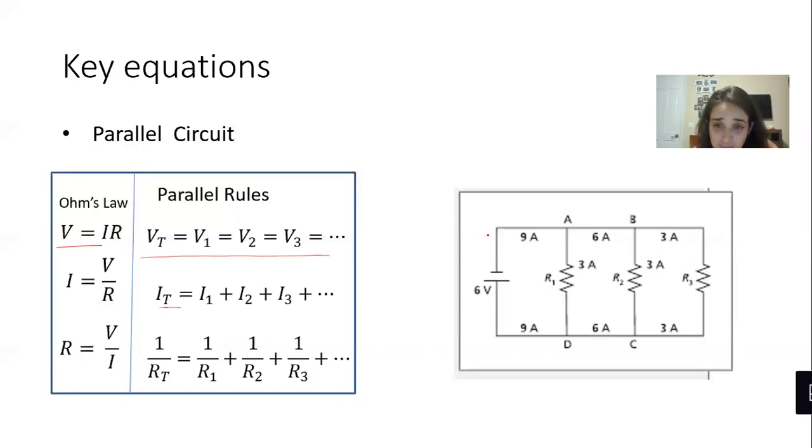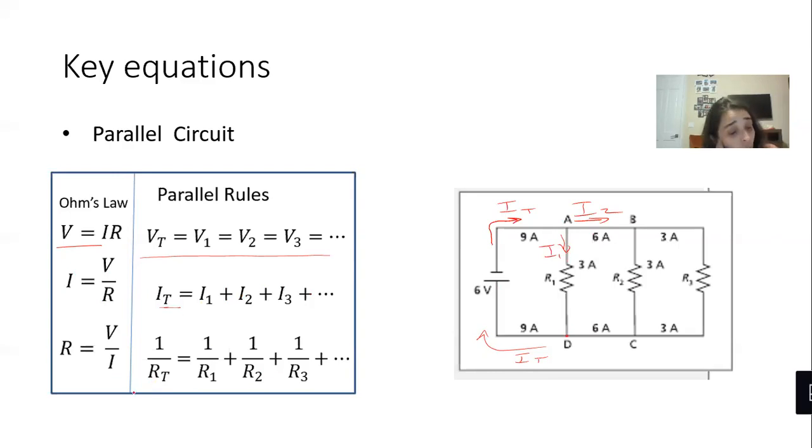There was a certain amount of current coming through the battery, and once it reached this junction, the current actually split. Some of the current went through bulb 1, and some of the other current went through the second bulb. This here would have been my total current. Then at this junction, all the currents added up again, and the total current is what flowed back into the battery at the end. So you add all the individual currents that flow through each resistor to give you the total current.